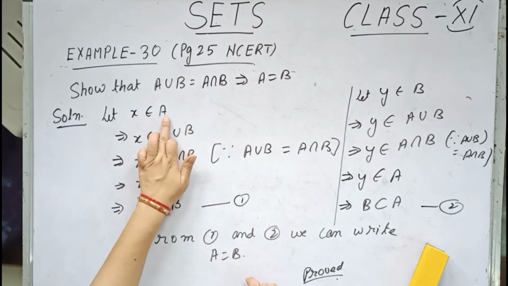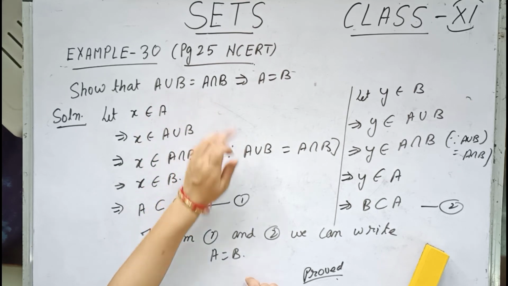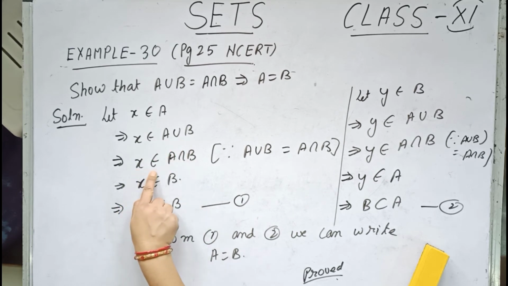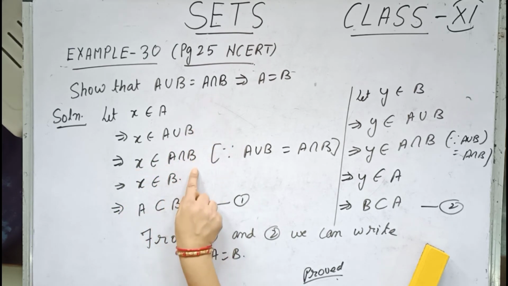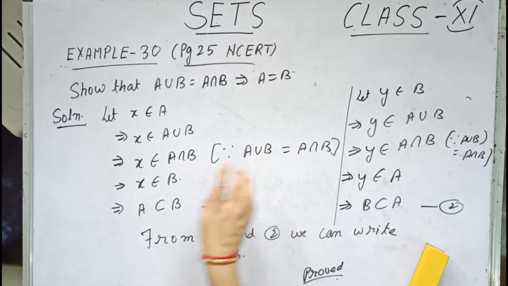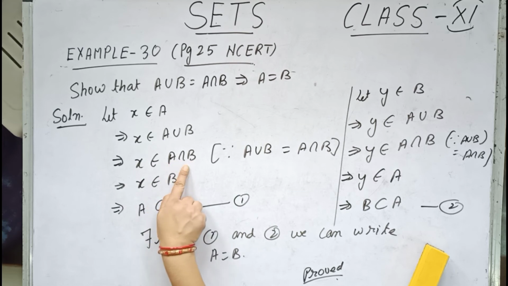Now if x belongs to A, then obviously x will belong to A union B as well. We have to use this given condition. Now if x belongs to A union B, then x will belong to A intersection B also, because it is given over here that A union B equals A intersection B. Now if an element belongs to the intersection, that element will belong to both the sets. So x belongs to B as well.